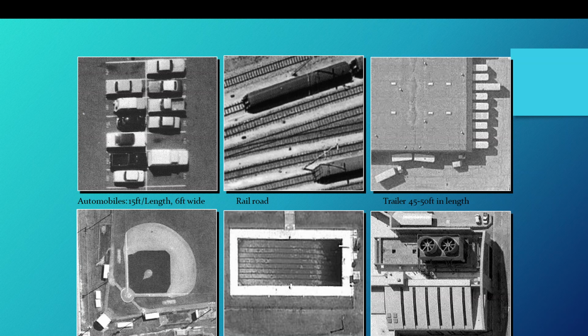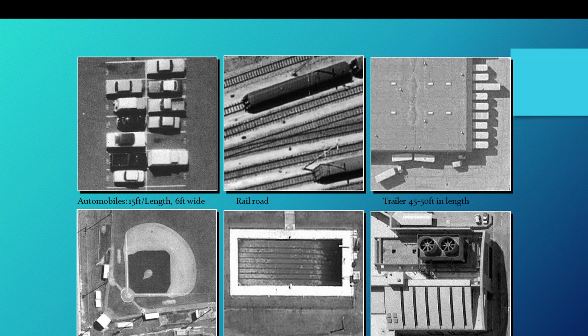This image illustrates examples of objects with identifiable sizes to help in image interpretation. Recognizing these common reference points allows us to better judge scale in aerial or satellite images. Automobiles are about 15 feet long and 6 feet wide, useful for identifying parking areas or streets.